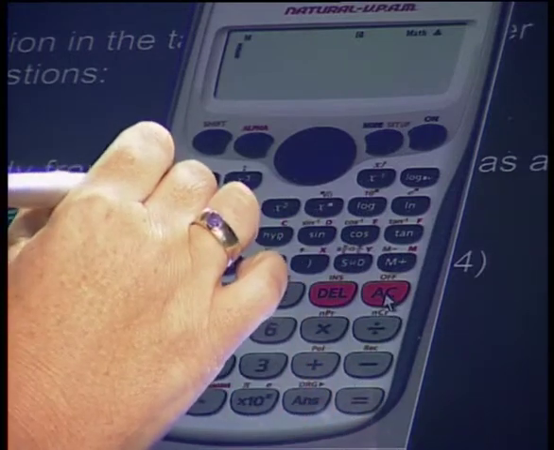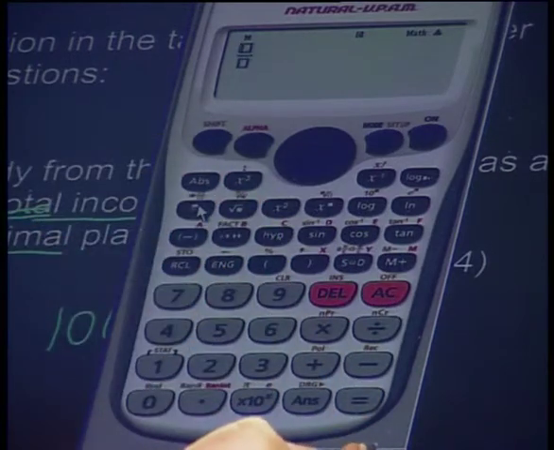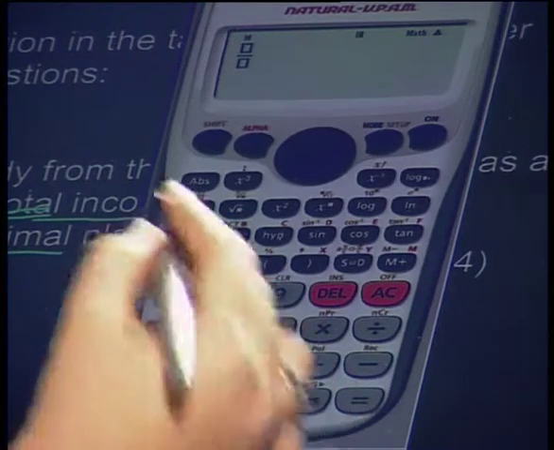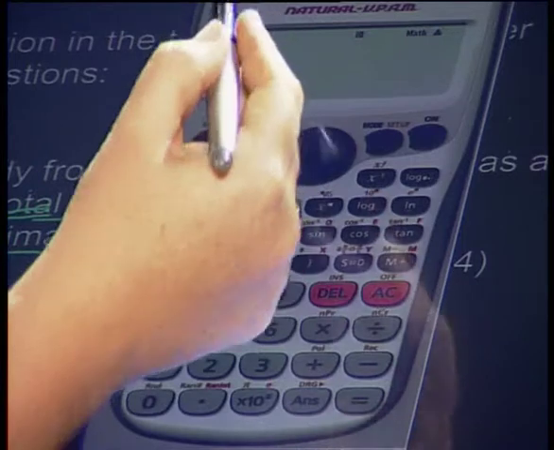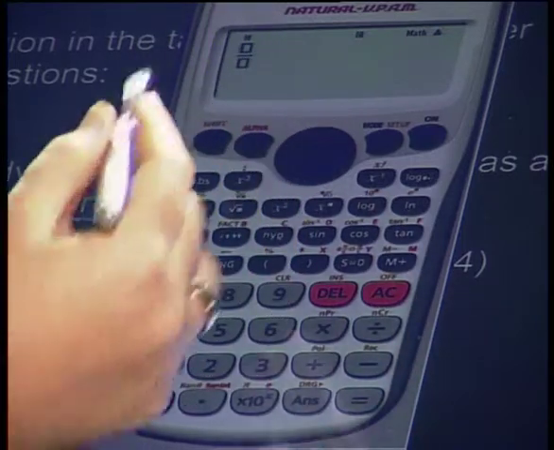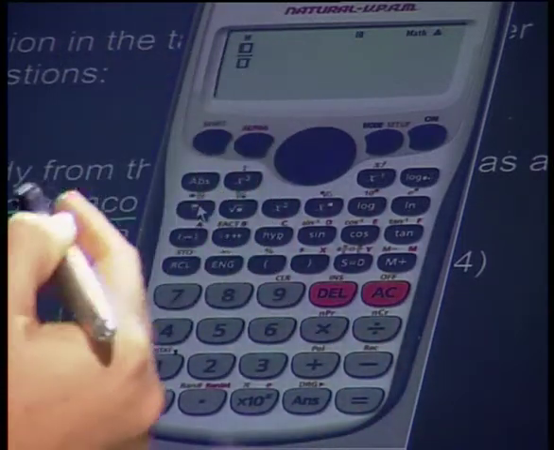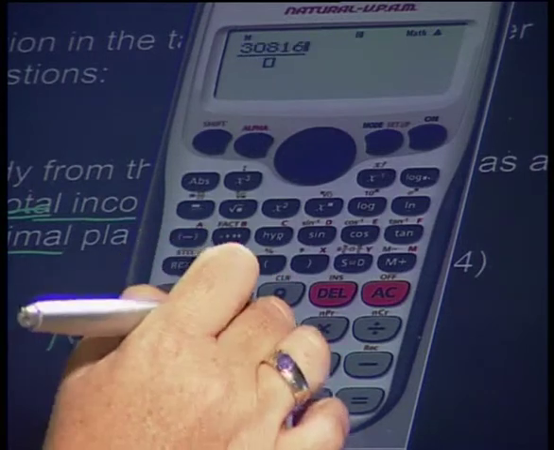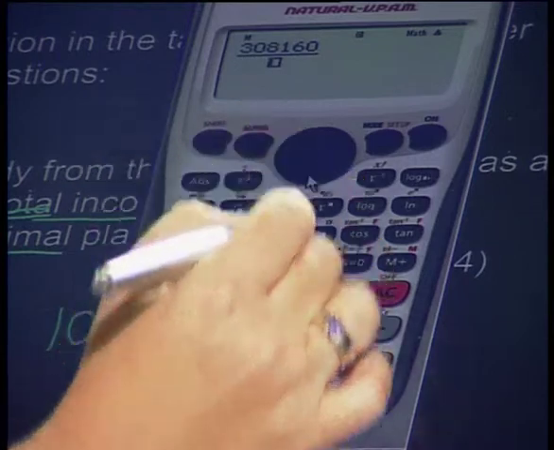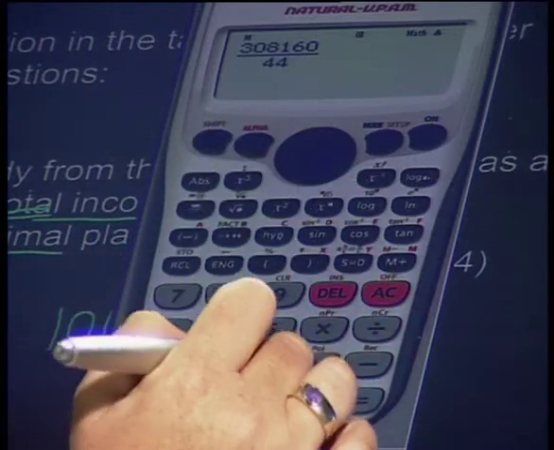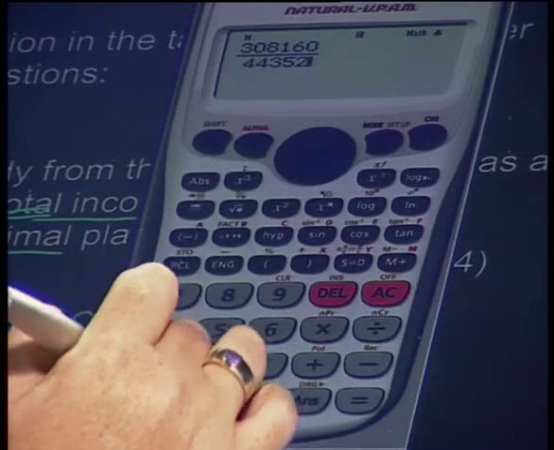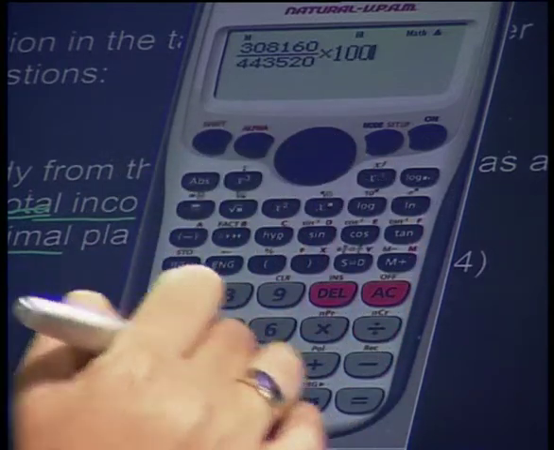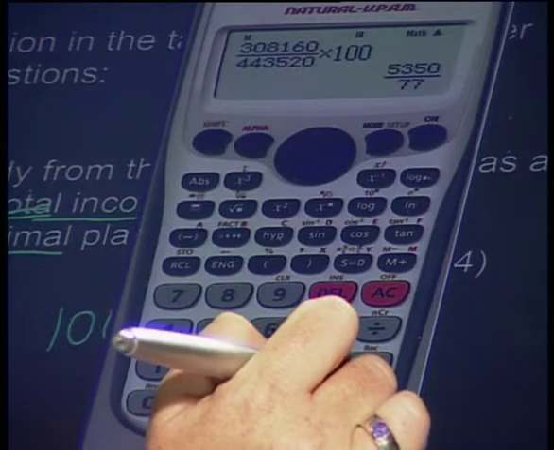The best way of doing a fraction is probably to use my fraction function. Remembering, if you don't have this function on your calculator, you could use the divide. So it would be the top divided by the bottom. So 308,160 divided by 443,520, and then I need to times that by 100 to make it into a percentage.